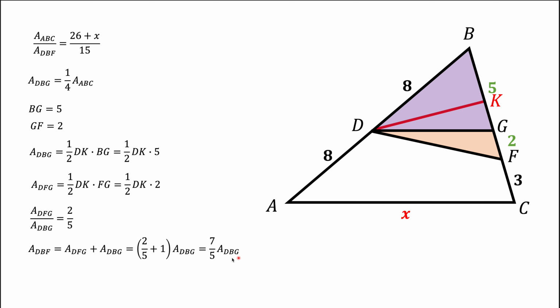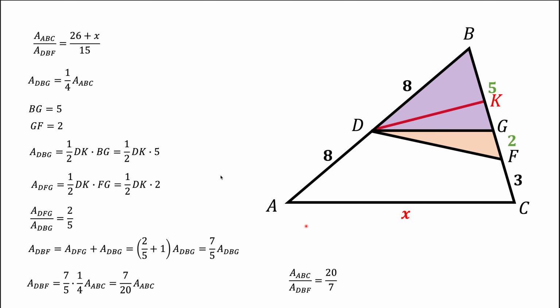But the next thing is to notice that we know how to relate the area of triangle DBG to the area of triangle ABC. And this way we relate the area of DBF to the area of the big triangle ABC. We can rewrite it in a different way, like this. So we found the ratio of the area of the big triangle to the area of the smaller triangle in a different way from the inscribed triangle.